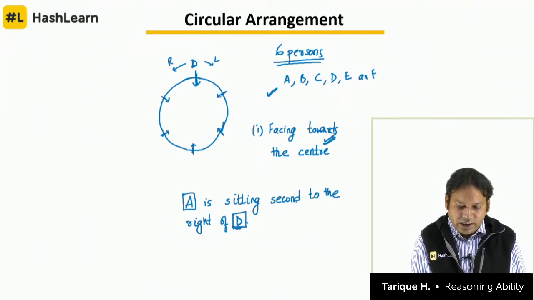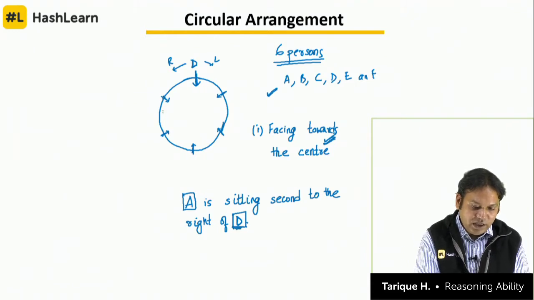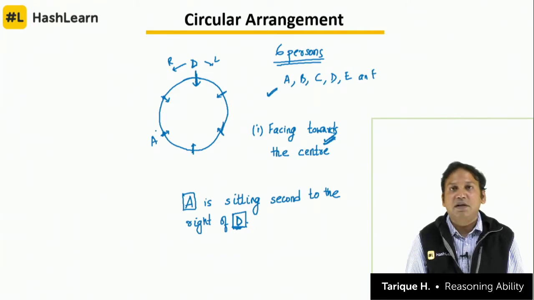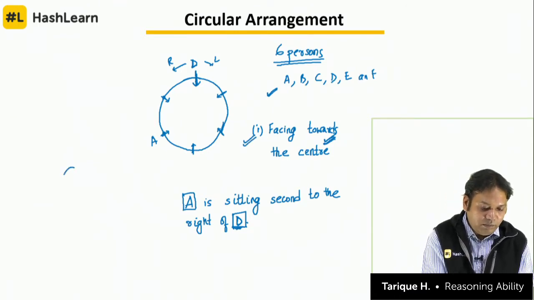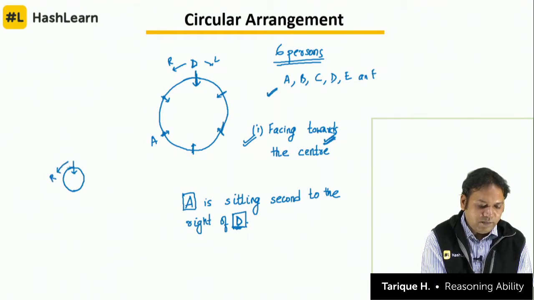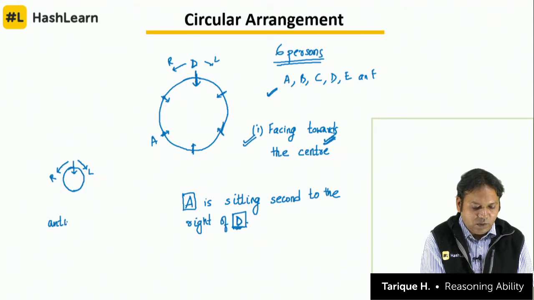So A is sitting second to the right of D. So this is first to the right. This is second to the right. So A is in this position with respect to D. That is what we have to understand from this particular statement. So what have we learned about facing towards the center? When a person is facing the center like this, right is in anti-clockwise direction and left is in clockwise. You should understand the meaning of anti-clockwise and clockwise.